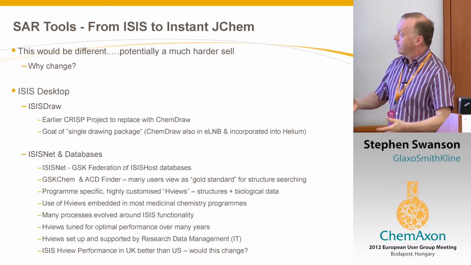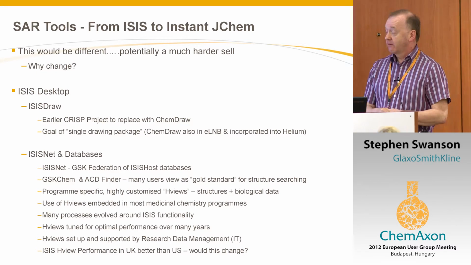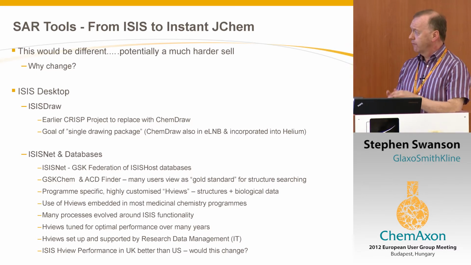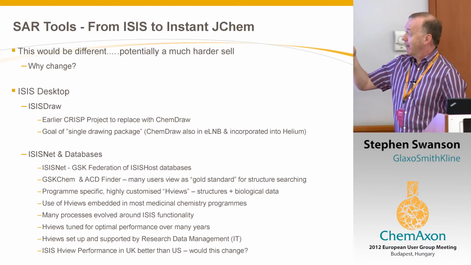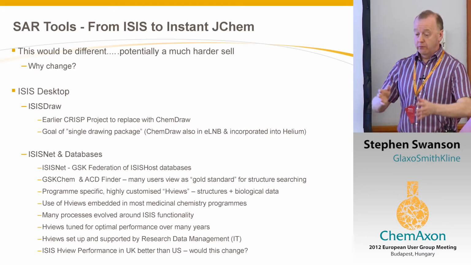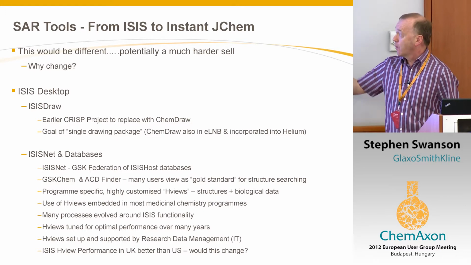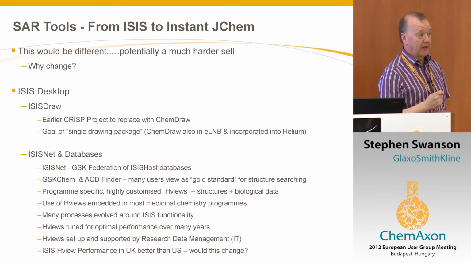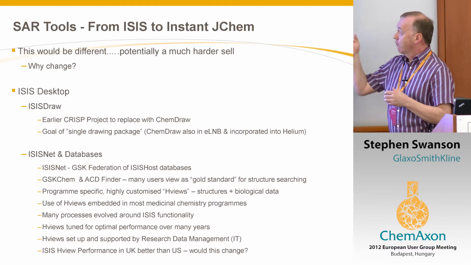So where was ISIS embedded? It's all been mentioned. It's an ISIS draw. So the first of the projects from this crisp simplification was to replace ISIS draw, or to come down from 2 drawing tools to 1. So the idea was get rid of ISIS draw. We were already using ChemDraw in electronic lab notebooks, so let's just use ChemDraw. That's the way it was. Okay, so we did that.